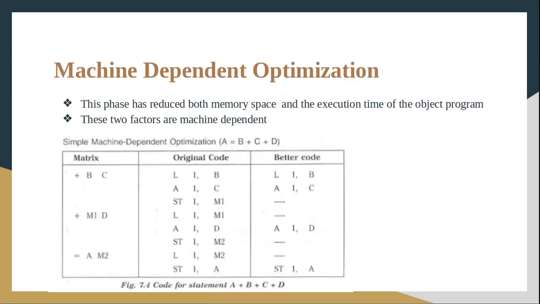Now we are moving on to the important topic in the code generation phase, that is machine dependent optimization. We have already discussed machine independent optimization in the code optimization phase. Here we are going to see machine dependent optimization. What does machine dependent optimization mean? Here we already have the machine code, the object code.